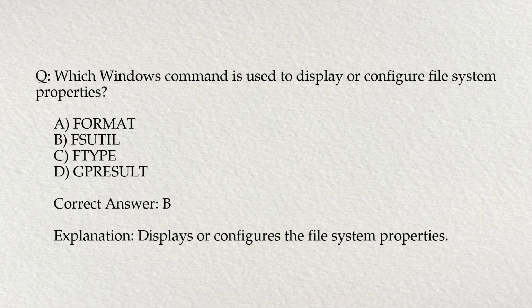Q, which Windows command is used to display or configure file system properties? A. Format. B. Fsutil. C. Ftype. D. Gpresult. Correct answer, B. Explanation: Displays or configures the file system properties.